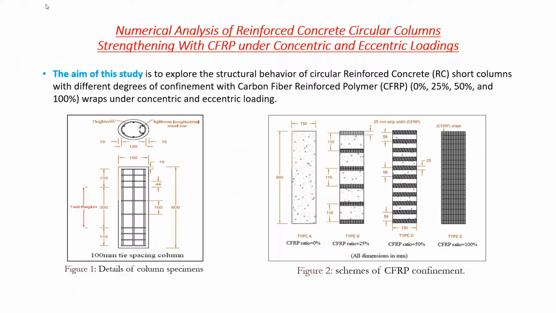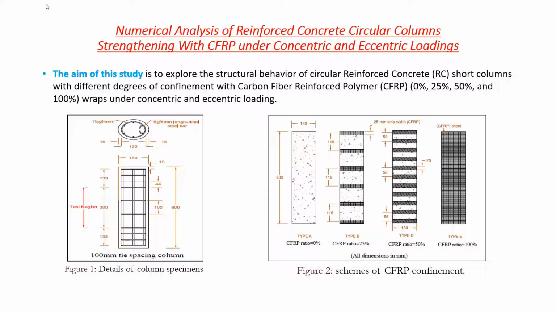Numerical analysis of reinforced concrete circular column strengthening with carbon fiber reinforced polymer under concentric and eccentric loading. The main objective of this study is to investigate the structural behavior of short circular reinforced concrete columns with different degrees of confinement achieved by carbon fiber reinforced polymers, subjected to concentric and eccentric loading.